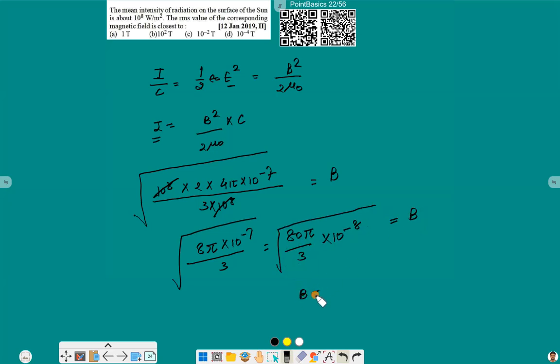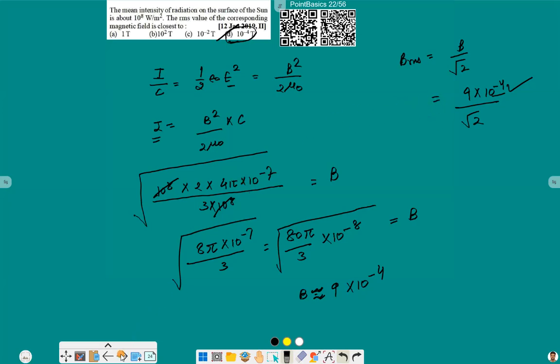And from this, B is equal to 81, or let us take pi approximately equal to 3. So this will get cancelled, and under root of 81 will be approximately 9. So we are just taking approximation here. So 9 into 10 raised to power minus 4. Now this is the value of B, and we have to calculate B RMS. So B RMS will be equal to B by root 2. So this will be 9 into 10 raised to power minus 4 by root 2. And here we only have to find the order, and that is 10 raised to power minus 4. So option D is the right answer for this one.